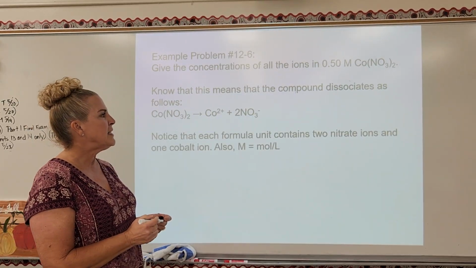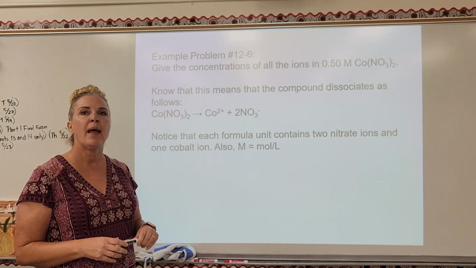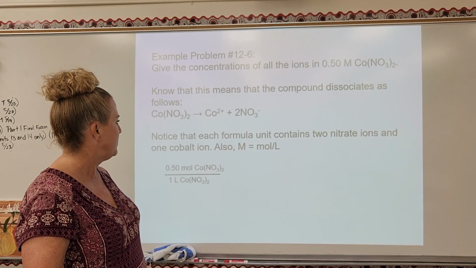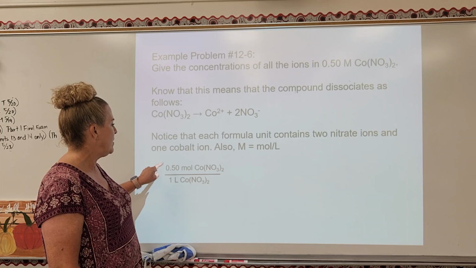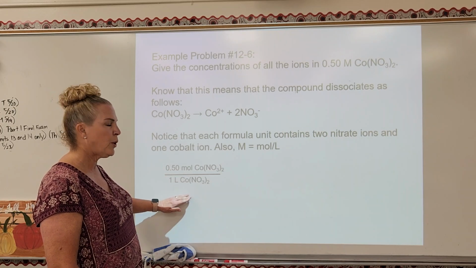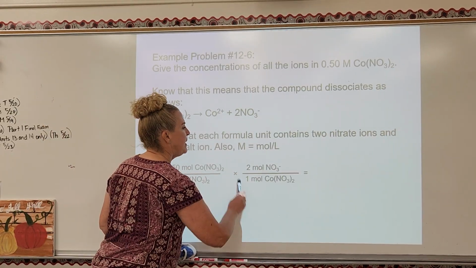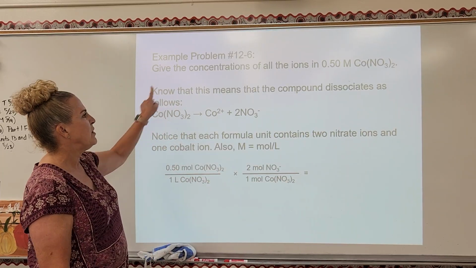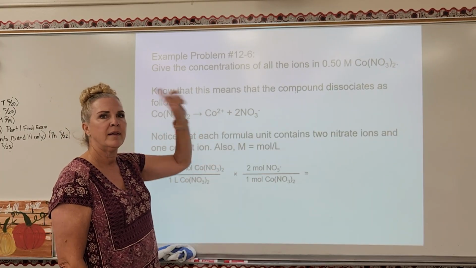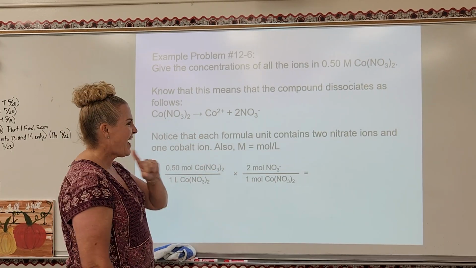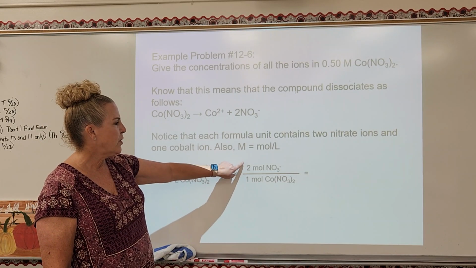Notice that each formula unit contains 2 nitrate ions and 1 cobalt ion. And again, re-emphasizing that big M means moles per liter. So we're going to start with our cobalt-2 nitrate, and we have 0.50 moles per liter. Guess what we're going to do? Well, is there a stoichiometric relationship between cobalt-2 nitrate and our nitrate ion? The answer is, if you said yes, you are correct. All right, so for every 1 mole of cobalt-2 nitrate, there are 2 moles of nitrate.